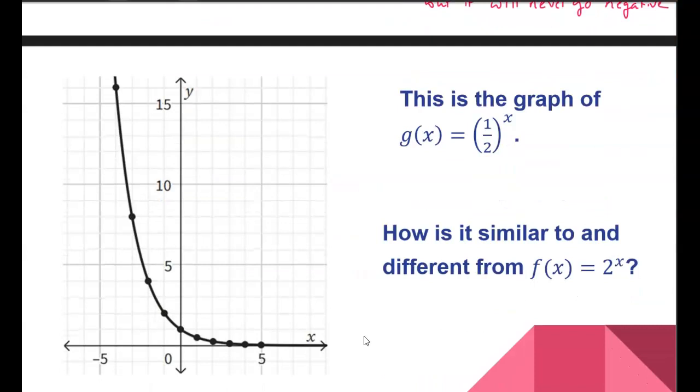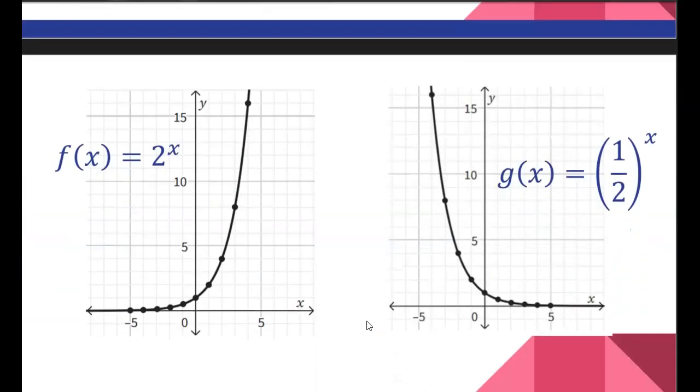How about let's look at 1/2 to the x. We want to compare and contrast 2 to the x and 1/2 to the x. How are they the same? How are they different? Let's look at them side by side. We have 2 to the x over here, 1/2 to the x over here. What do we notice is the same? What do we notice is different?